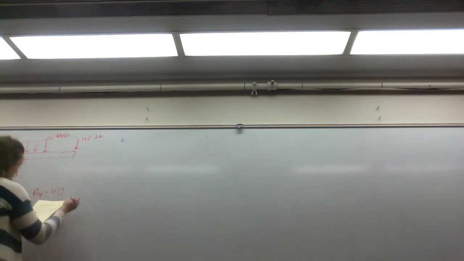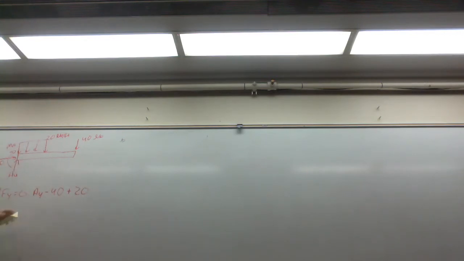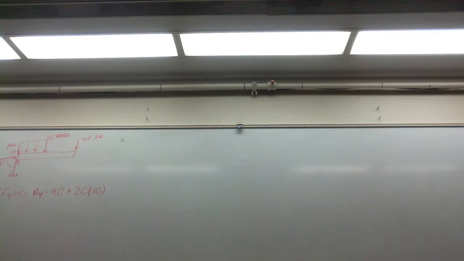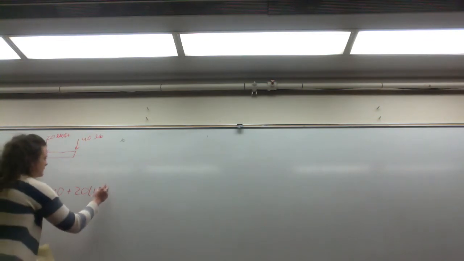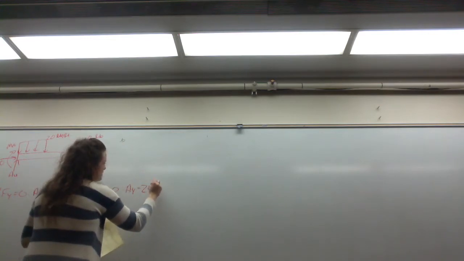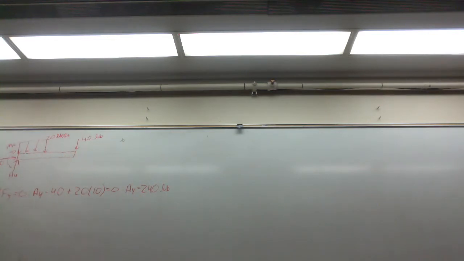Okay, so my height is 20 pounds per foot, and a width of 10 feet. So the magnitude of that resultant force under the distributed load is 200 pounds. So solving for Ay, we get 240 pounds. That's supposed to be minus 20 times 10. Did I get my signs right there? Your answer's still right. Yeah, my answer's right. Thanks.